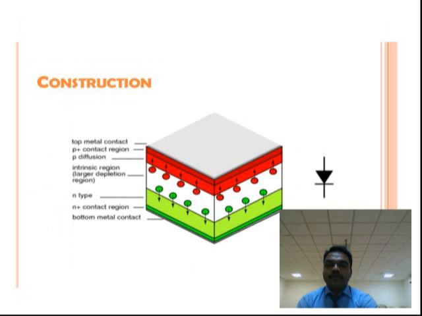Let's look at the construction of the pin diode. The pin diode is constructed with a top layer and a bottom layer provided with metal contacts, and in between we have the p plus contact region and the n plus contact region, of p type and n type. In between the p plus and n plus contact regions, an intrinsic layer with a larger depletion region is formed. It is lightly doped.